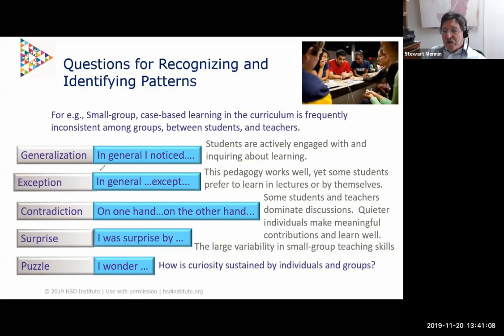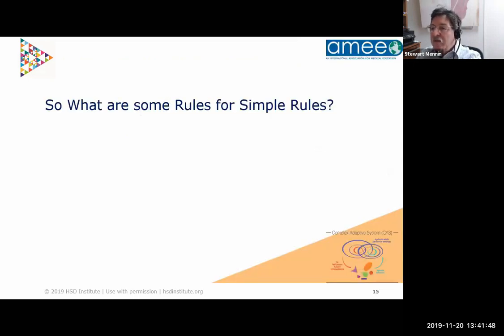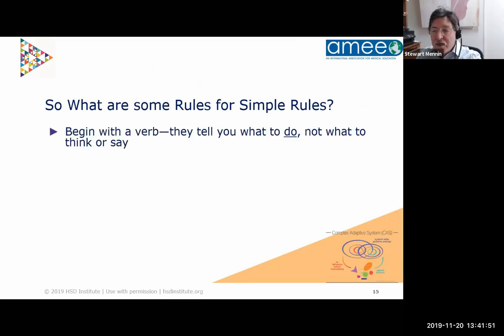In general, I notice, except on one hand I see this and on the other hand I see that; I'm surprised by; and I wonder. When you ask these 5 questions of any wicked problem, you can have the pattern of that problem in front of you. If you have a wicked problem, such as your colleagues don't collaborate with you, or the hierarchy is not supportive, this can work to your advantage, being able to indicate and find patterns.